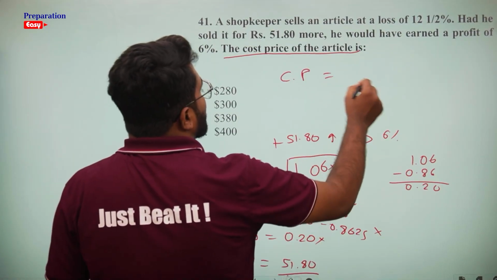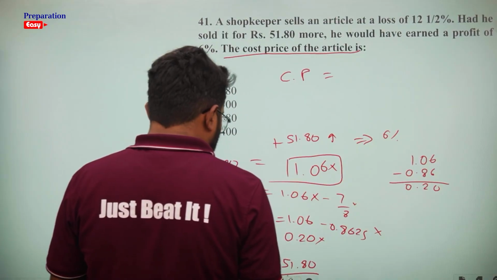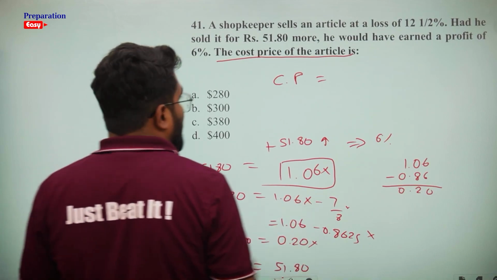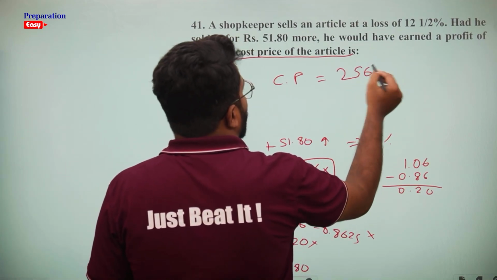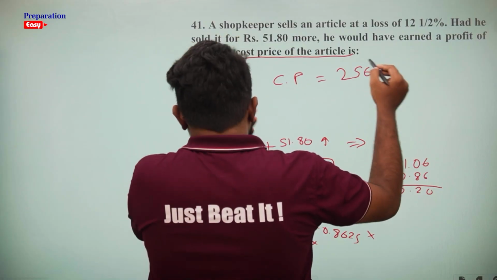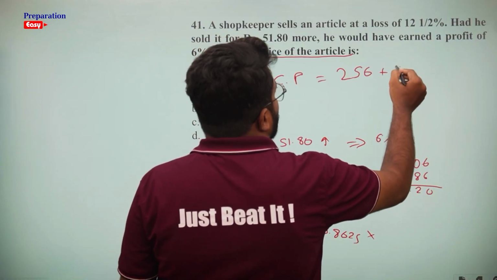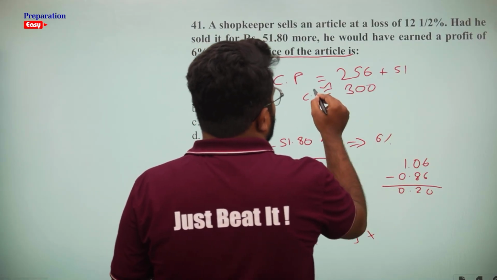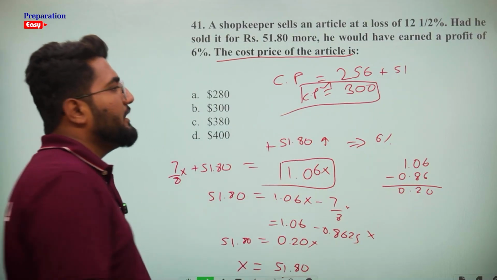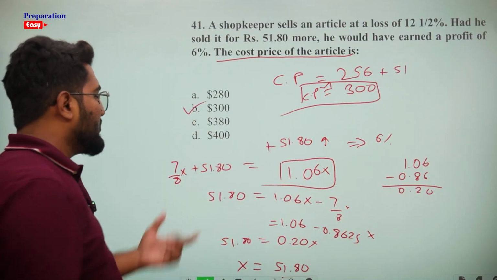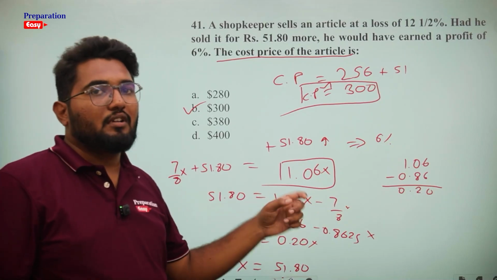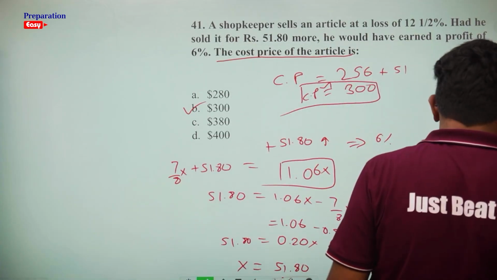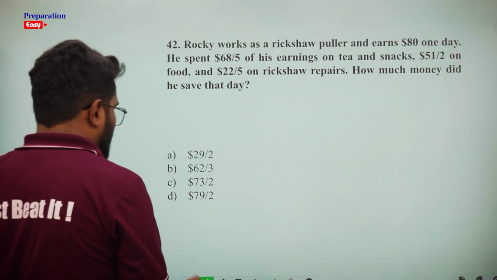So cost price would be equal to 256 plus 51, which is almost equal to 300, so our answer will be 300. Okay, because I had taken the values in decimals, so the answer might change a little bit. So the approximate answer would be 300. Okay, so let's start the next question.